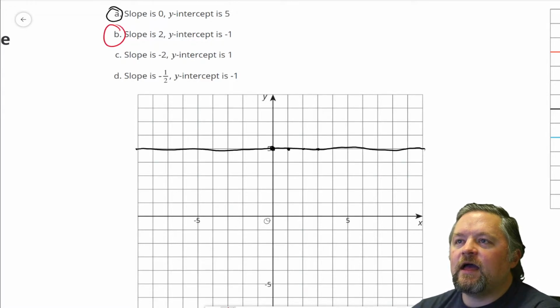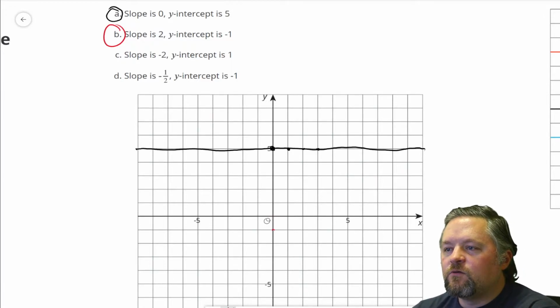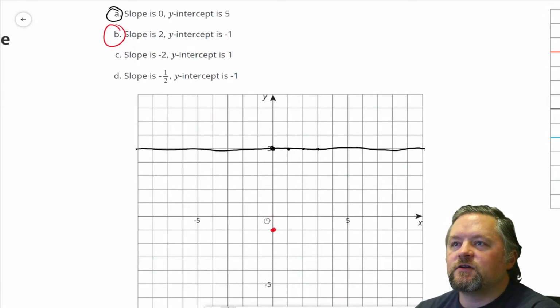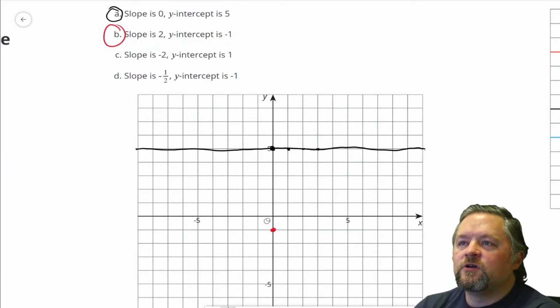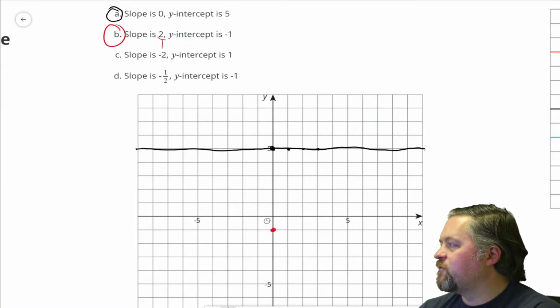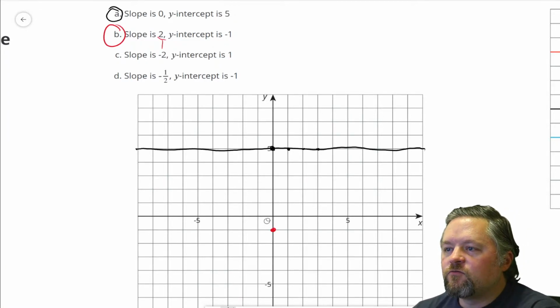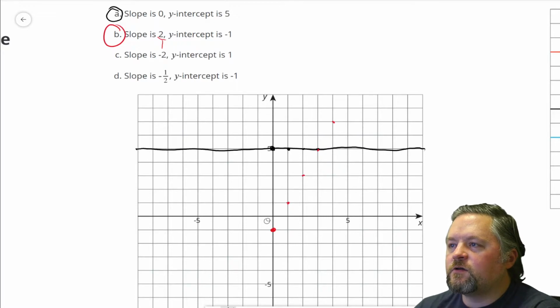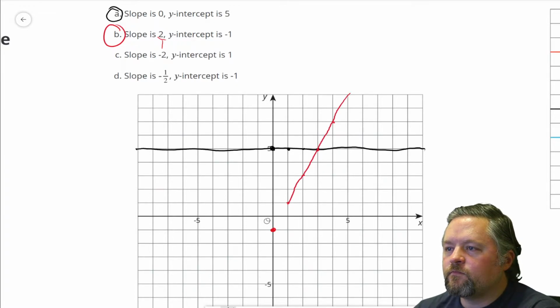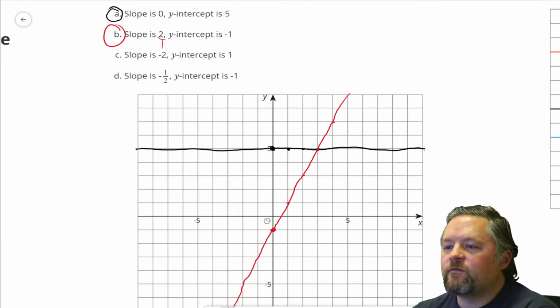Next we have slope of 2. The y-intercept is negative 1. I'll start there. The slope is 2, which as a fraction is 2 over 1. Rise of 2, run of 1, up 2 over 1, up 2 over 1. Beautiful graph.